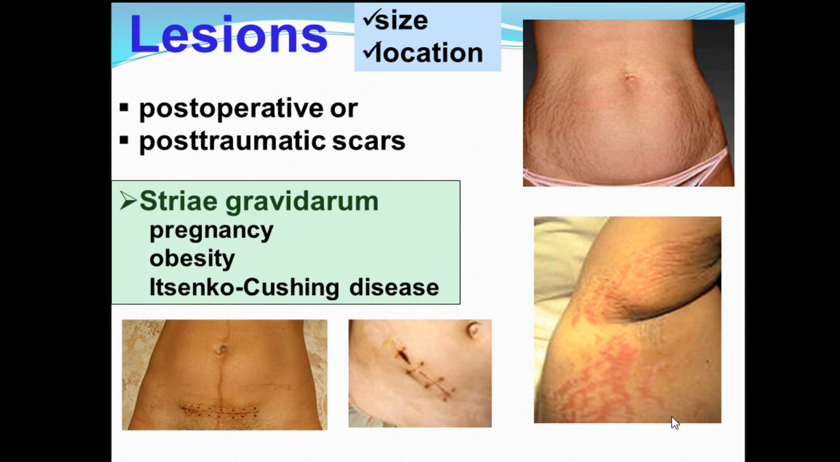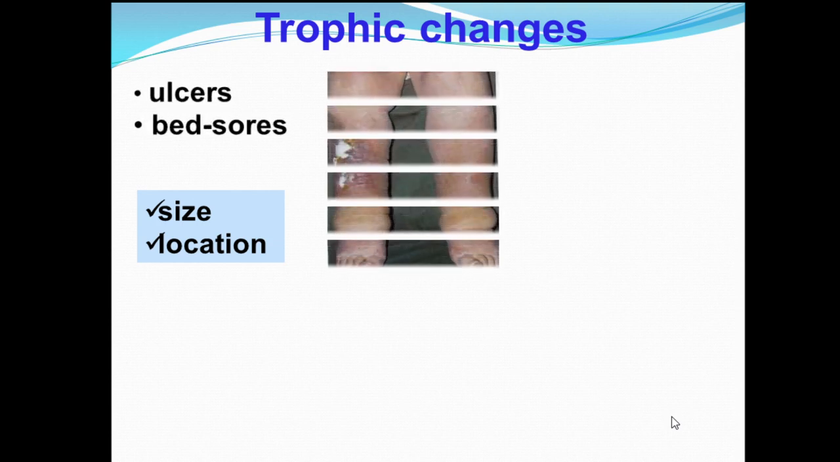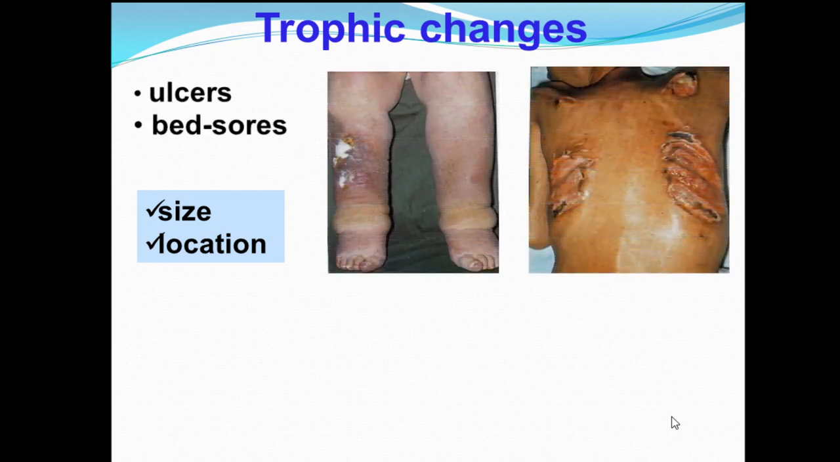Non-adequate distension of skin. Trophic changes of the skin appear due to disordered blood circulation and manifest as specific ulcers or bed sores. You see trophic ulcers of a patient with severe leg edema, when the skin is dilated and cannot be adequately supplied with blood, with oxygen, with some microelements.